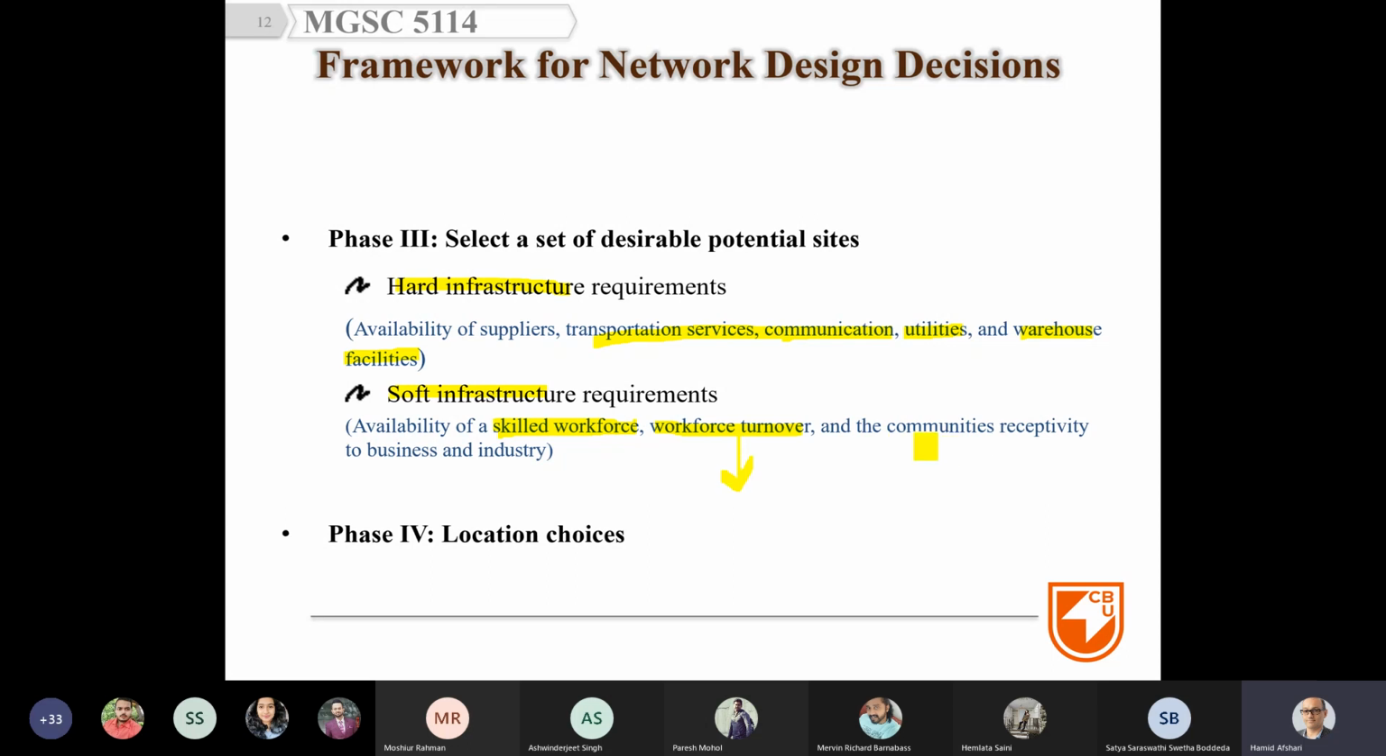And finally, the community's receptivity to business and industry. What does it mean? Can you bring any example if you have in your mind? You don't want to invest in a volatile environment. Yeah, that's right. Any other example? Acceptability of it.